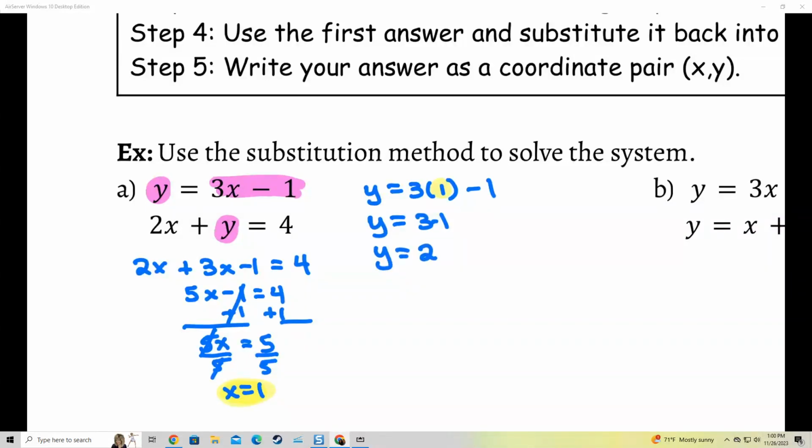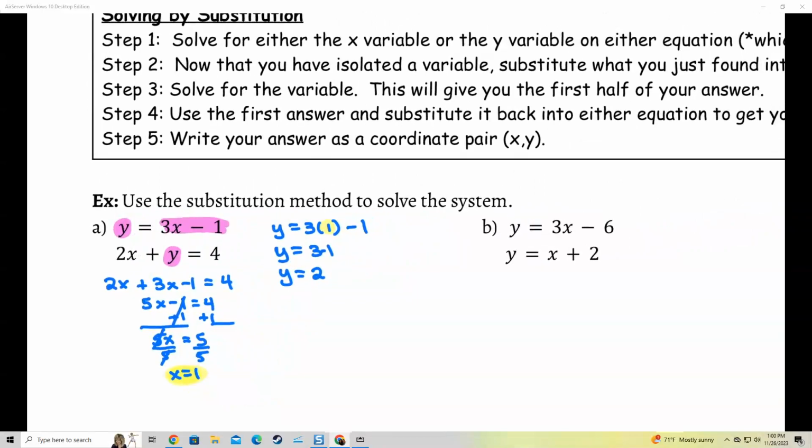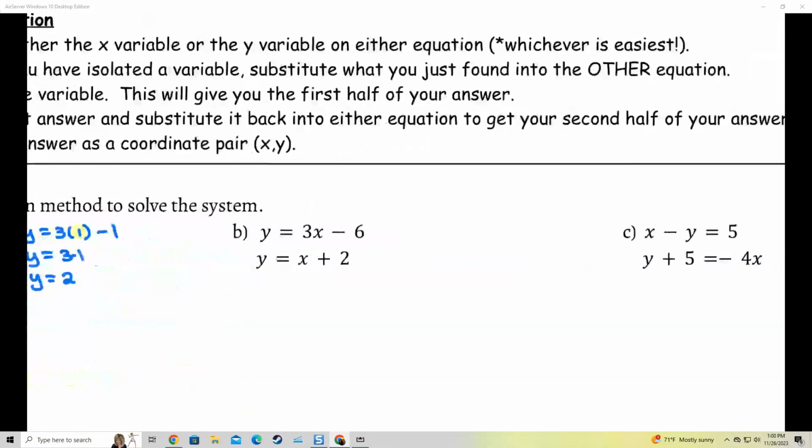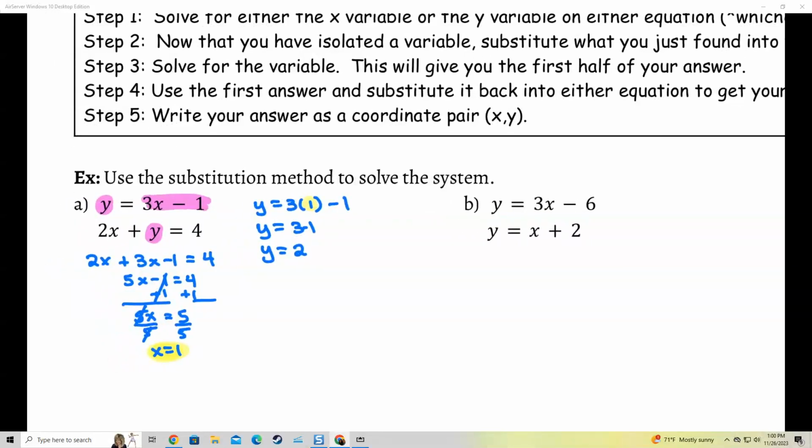All right, I got the second part of my answer. Now I just need to write my answer. So step 4, use your first answer, substitute it back into either equation. You get your second half of the answer. I got my second half right there. And then step 5, I'm going to write my answer as a coordinate.